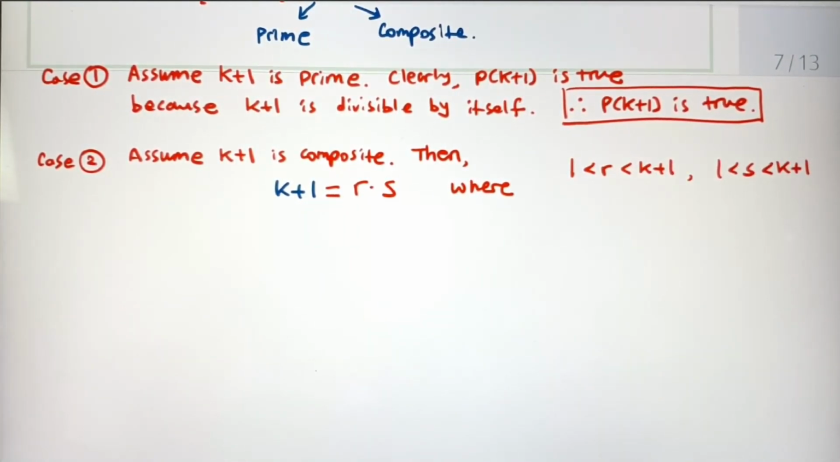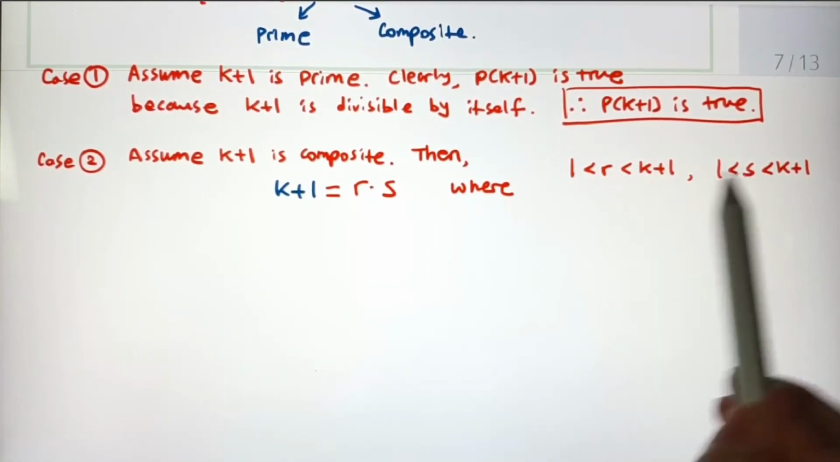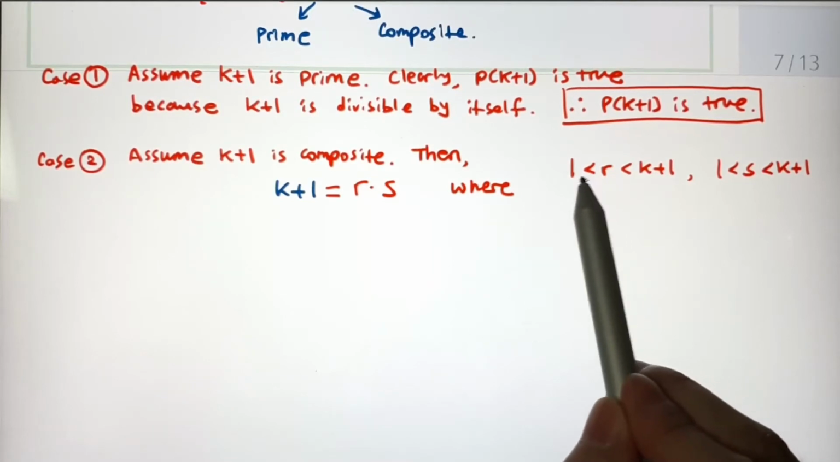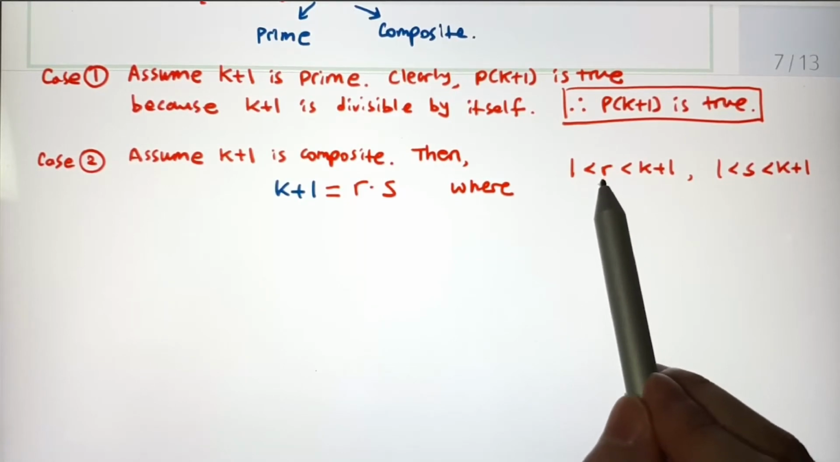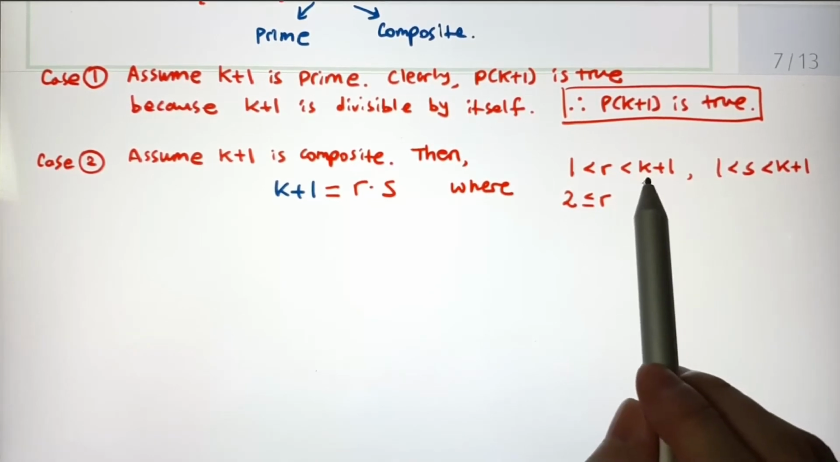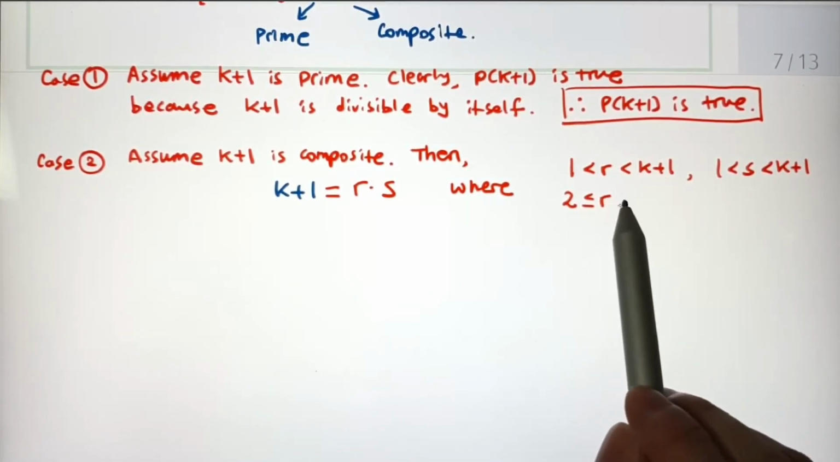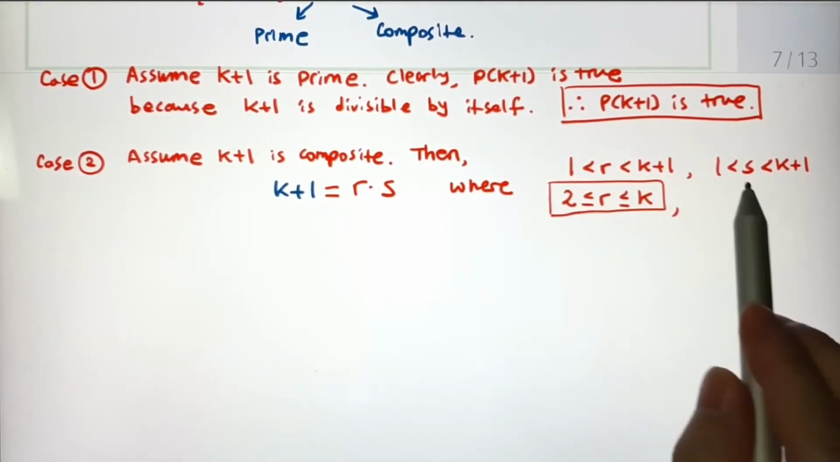But everyone, look at the inequality carefully. You know that r and s are integers, right? But r greater than 1 means you cannot have r being 1. It has to be at least r equal to 2. That's the lower bound of this inequality. Look, r must be strictly less than k plus 1. It means r must be less than or equal to k as an integer. Same for s.